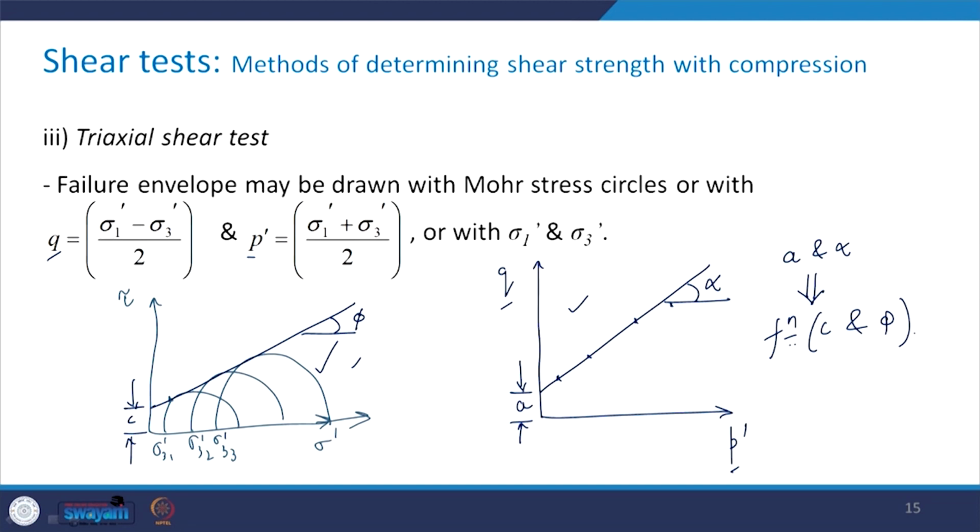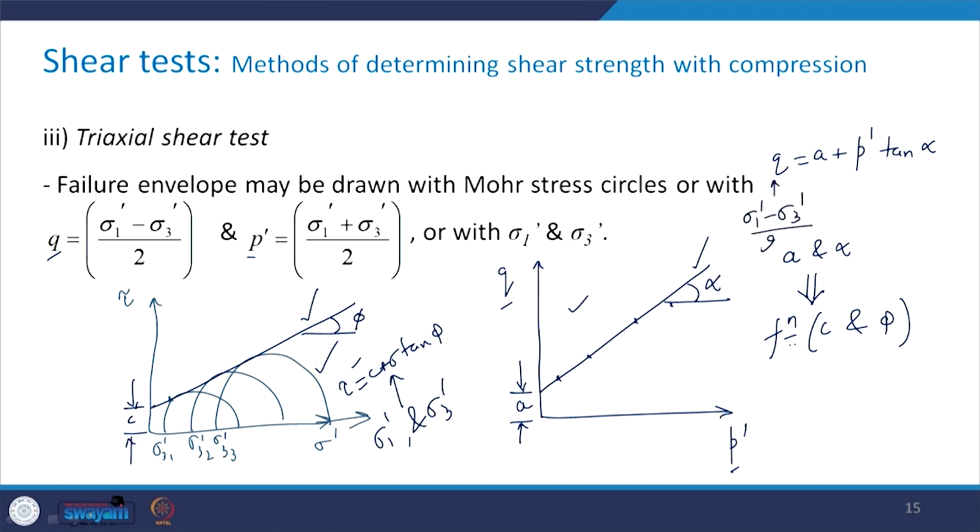You need to write the equation of this Mohr Coulomb envelope, that is tau equal to C plus sigma tan of phi, and likewise this can be written in terms of sigma 1 prime and sigma 3 prime. The equation of this straight line will be Q equal to A plus P prime tan of alpha. So, substitute this Q as sigma 1 prime minus sigma 3 prime upon 2 and this P prime as sigma 1 prime plus sigma 3 prime by 2.